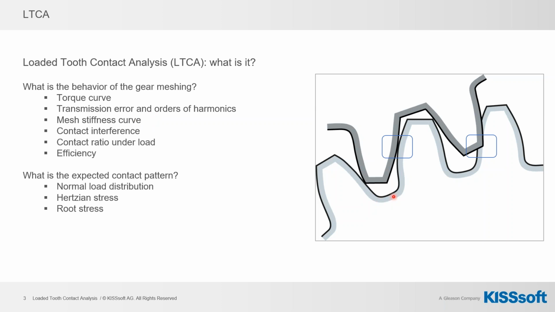What's the difference? I was talking about single tooth stiffness, but obviously during the mesh we sometimes have several teeth in contact. So mesh stiffness is the overall stiffness based on the single tooth stiffness. We want to avoid these contact interferences and also maybe calculate the efficiency and other parameters. Also, the contact analysis allows us to calculate the contact patterns under load. So we're obviously also interested in the normal load distribution, the Hertzian stresses that occur on the flanks, and the root stresses.